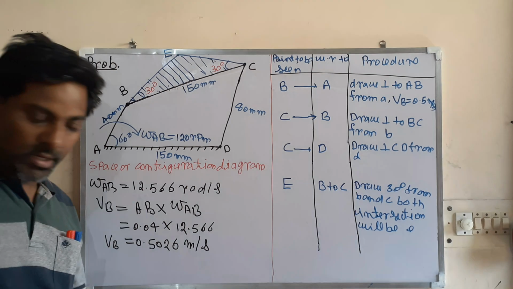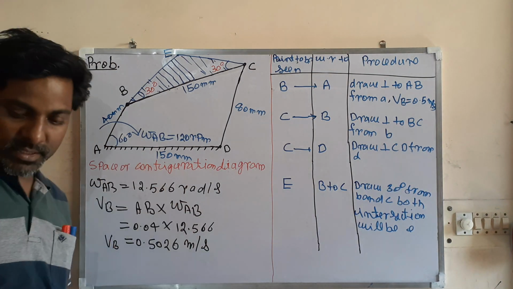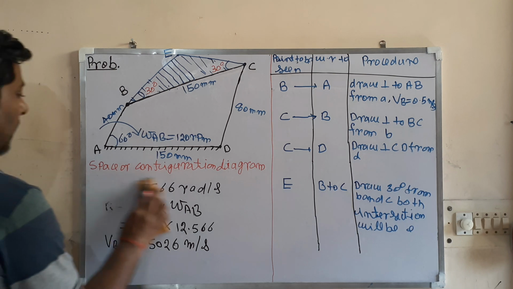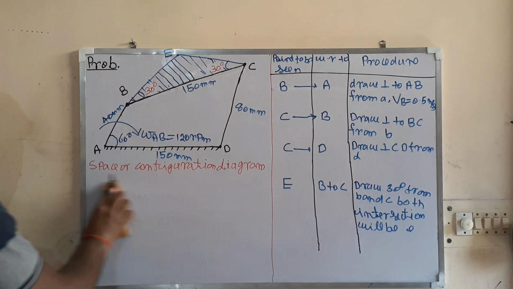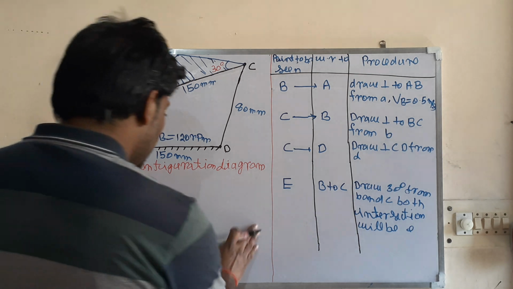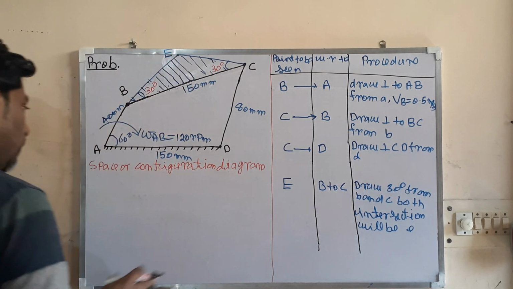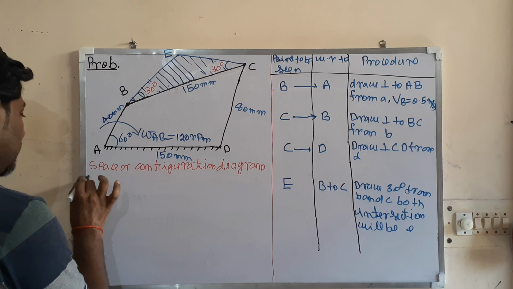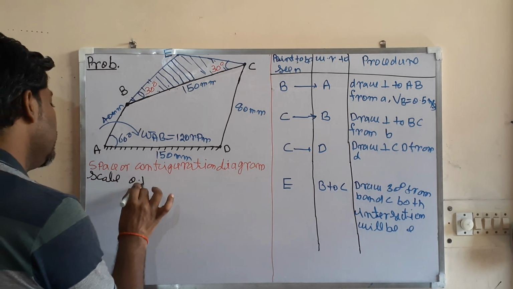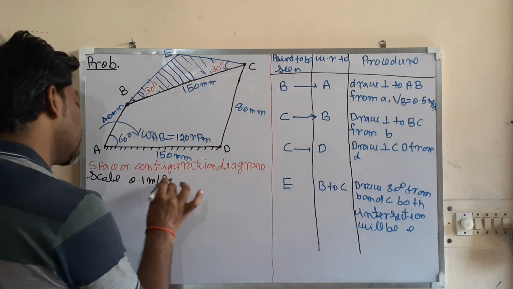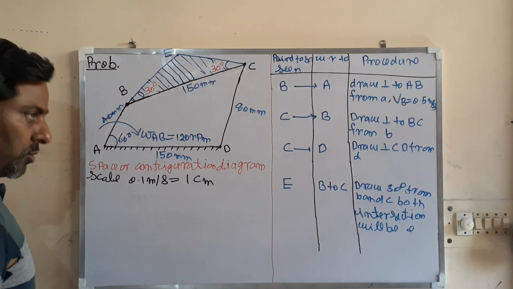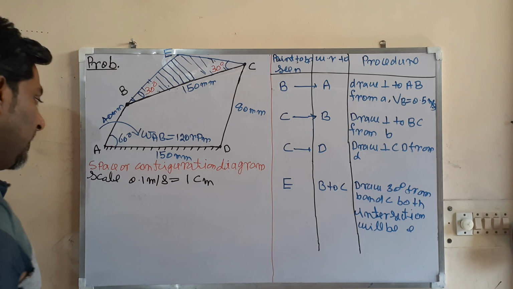So you have to note, because here I will draw the velocity diagram. Then you have to take some suitable scale to draw the velocity diagram. Then you take a reference. So for the velocity diagram, what scale am I taking? I am taking 0.1 meter per second equal to 1 centimeter. So 0.5 will be 5 centimeter.